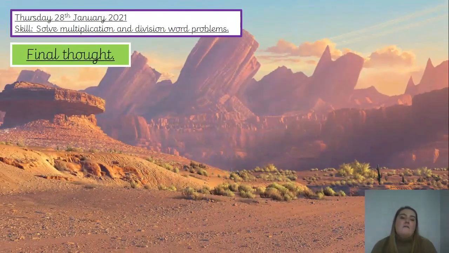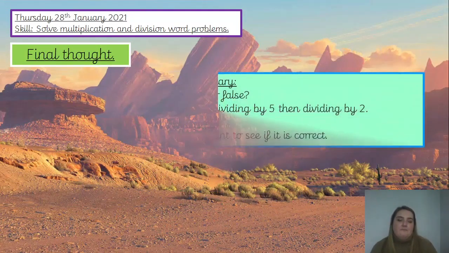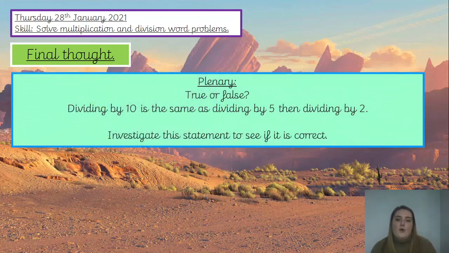Okay, our final thought for today then. True or false? Dividing by 10 is the same as dividing by 5 and then dividing by 2. Okay, investigate this statement to see if this is correct. I would like you to investigate this, and if you do not want a hint, pause this now and give that a go.